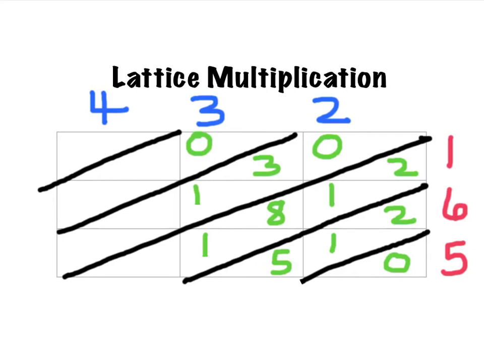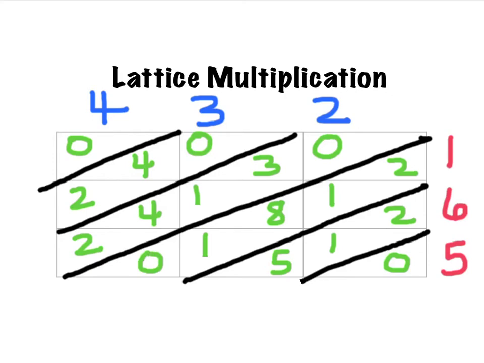And then we move to our final column and we'll multiply 4 times 1, which is 4, 0 tens, 4 ones. 4 times 6, which is 24, 2 tens and 4 ones. And finally, we multiply 4 times 5, and we get 20, 2 tens and 0 ones.